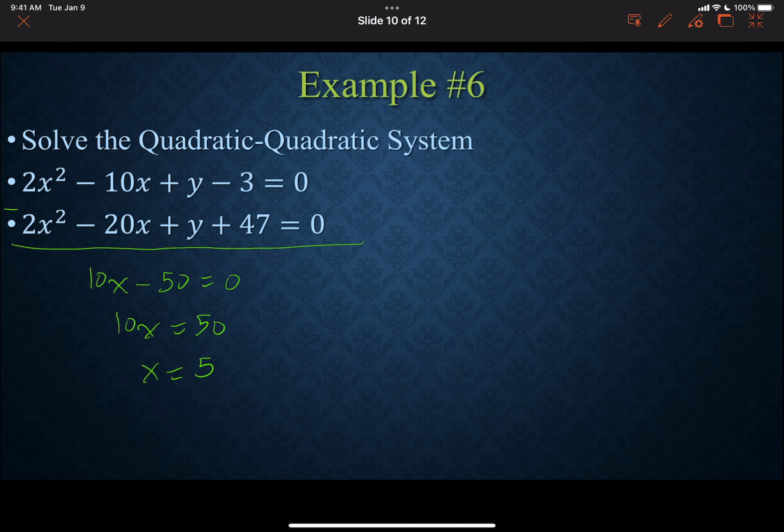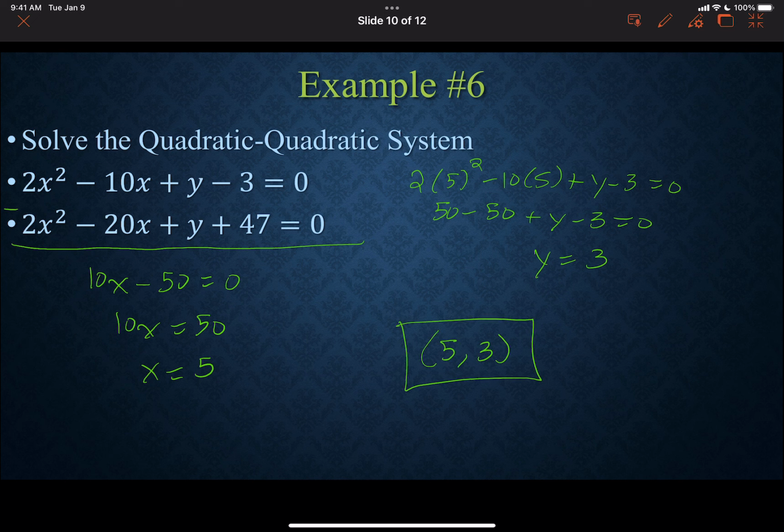It doesn't really matter which one we plug into. Let's just do the top one. So 2 times 5 squared minus 10 times 5 plus y minus 3. We get 50 minus 50 plus y minus 3. So the 50s would cancel each other. Add the 3 over, y is 3. We get 5 comma 3 for that particular answer. So that's what our one solution looks like.